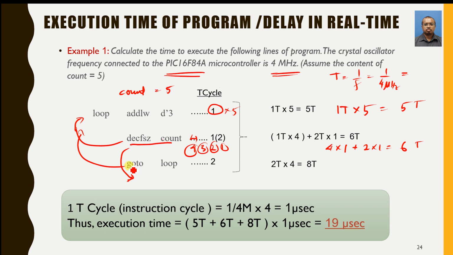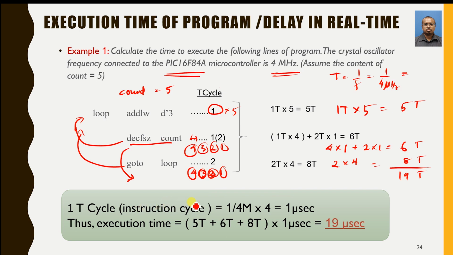And then the GOTO loop here. How many times do we loop? The loop will happen at 4, 3, 2, 1. So GOTO is 2 clock cycles times 4, which is 8 instruction cycles. Adding them up, 5 plus 6 plus 8, this becomes 19T.